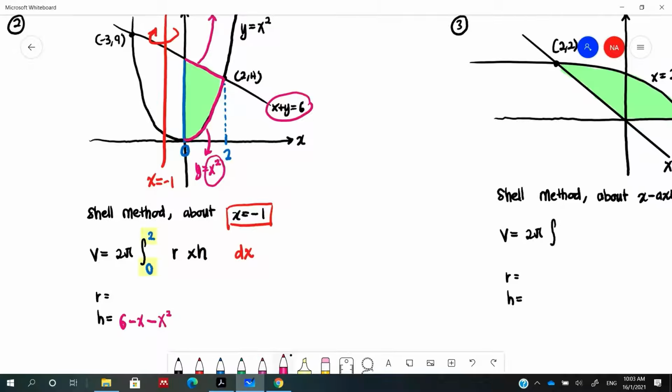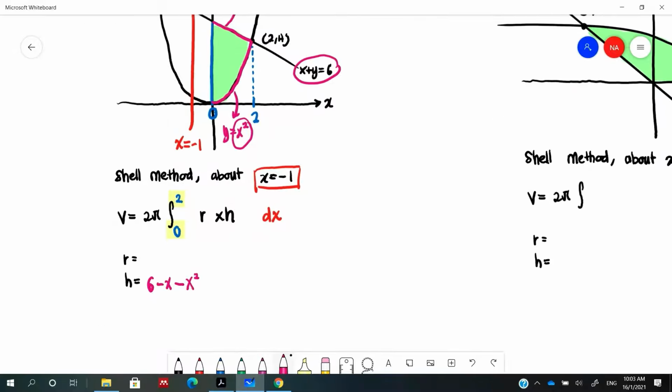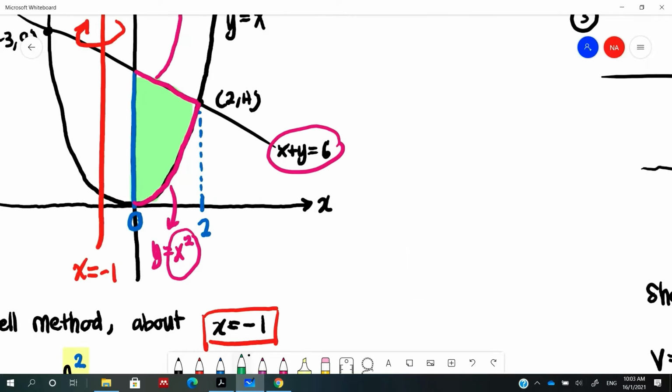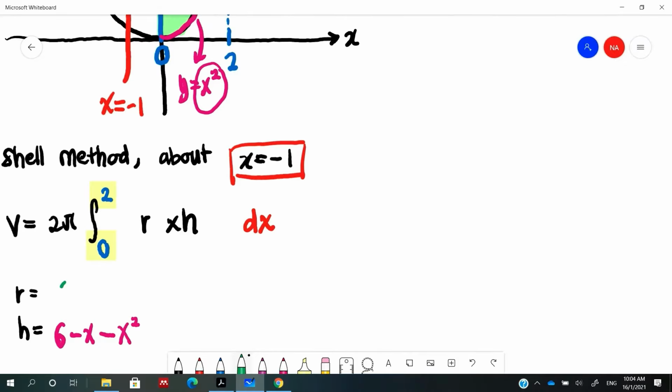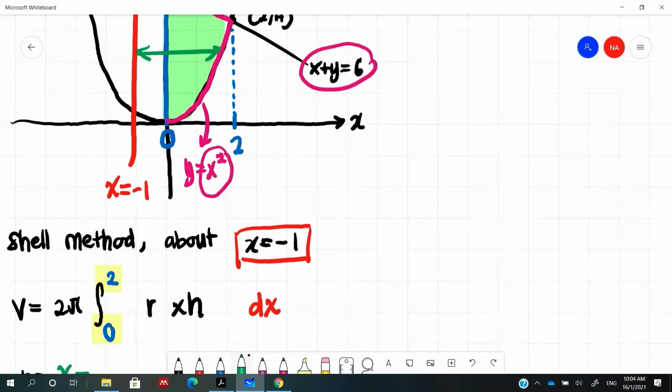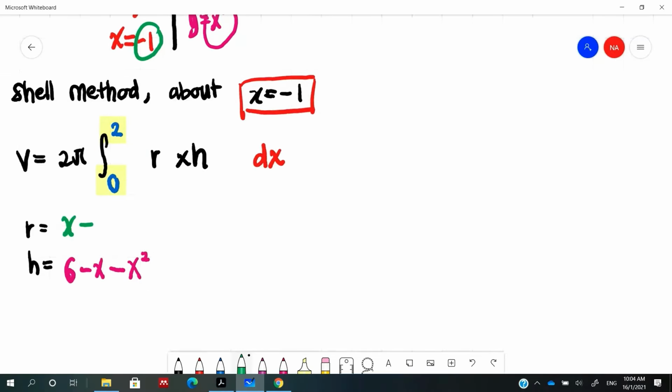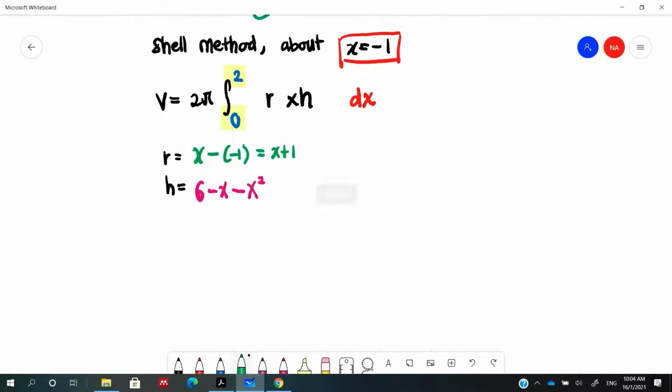But now you have to look at the radius. The radius is something like this. When the region is at the right side of the axis, it should be x minus the axis. The axis is actually -1, so x minus -1. So this should be x plus 1. So we have obtained the radius and height.